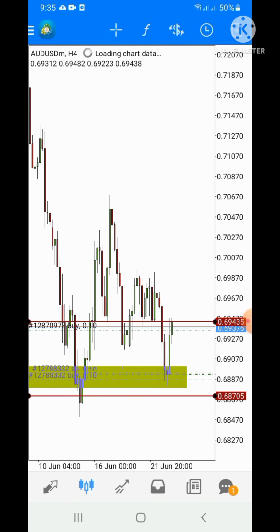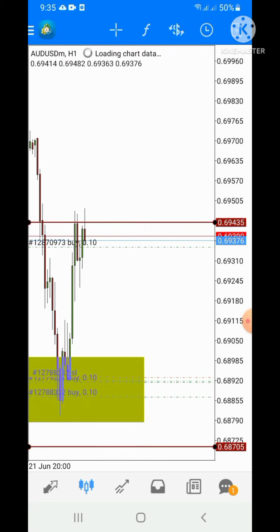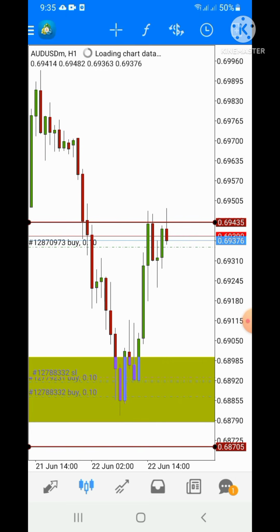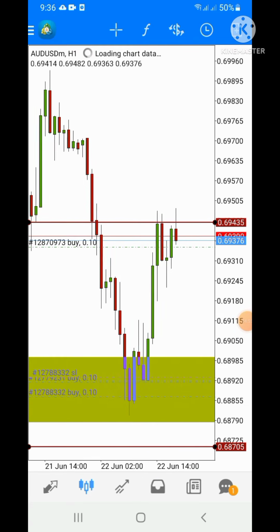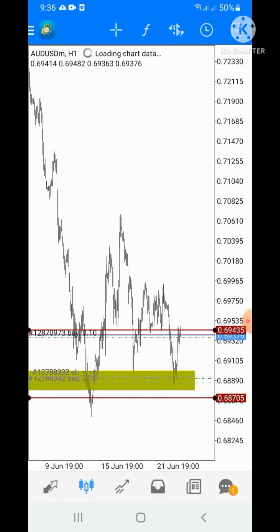Now let's go to H1. H1 was kind of clear. You could see this point in H1. We had a strong engulfing candle here, engulfing two bearish candles, and that's why we took that trade. And what do we expect with AUDUSD? We expect AUDUSD to skyrocket and still move up.